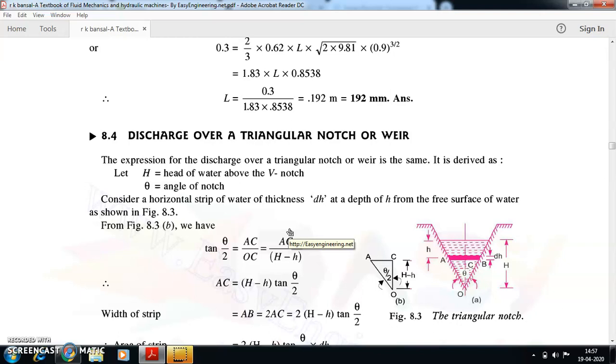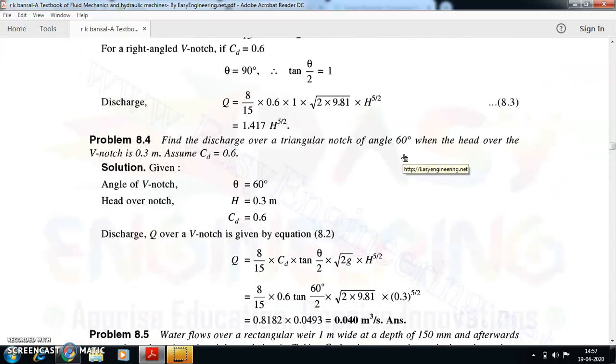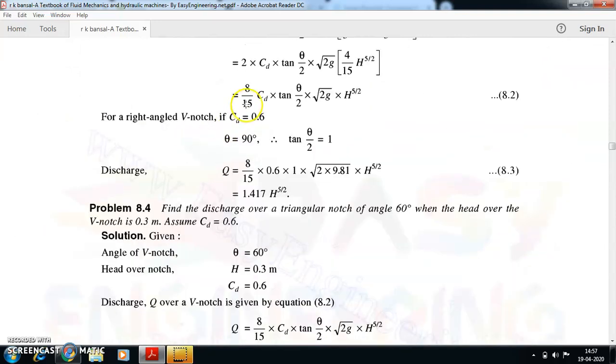So in the previous video we have seen the derivation of the discharge over the triangular notch, and at the end of this small derivation we ended up with the expression of the discharge Q is equal to 8 by 15 into CD, coefficient of discharge, into tan theta divided by 2, where theta is the angle of the notch, into root of 2g into h to the power of 5 by 2, where h is the head of the notch.